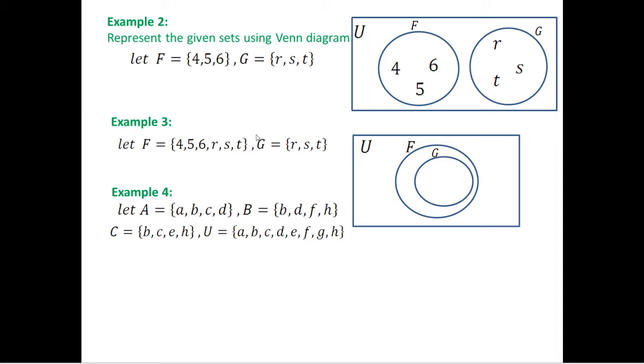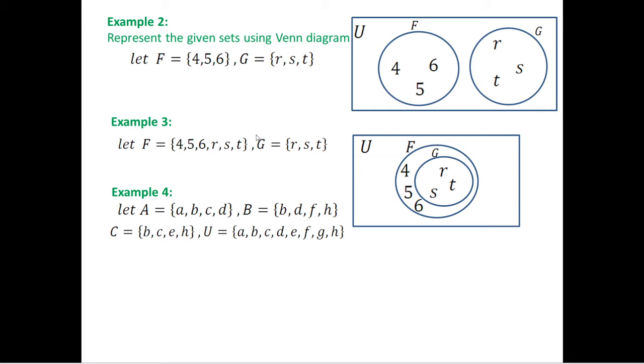And then we first put the elements of G, R, S, T, inside the circle of G. And then the remaining elements of F, 4, 5, 6, will be written outside G but inside F. And this is how we illustrate F and G with common elements.